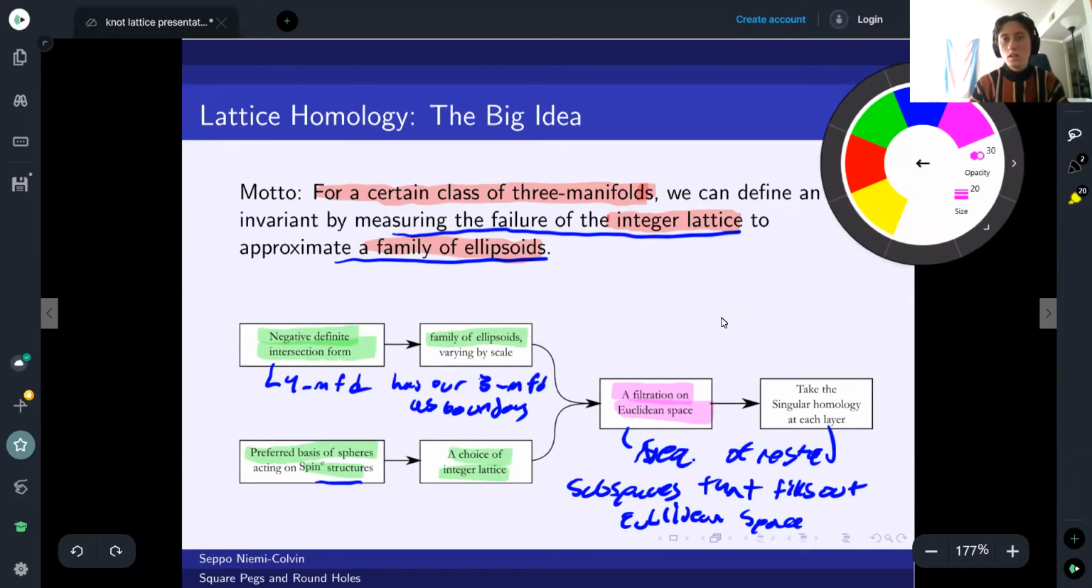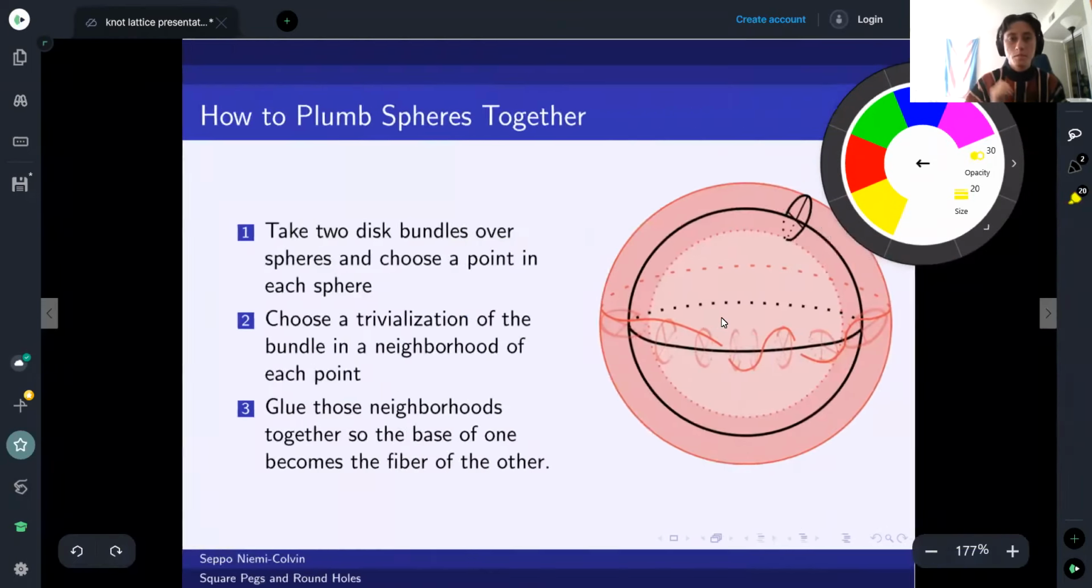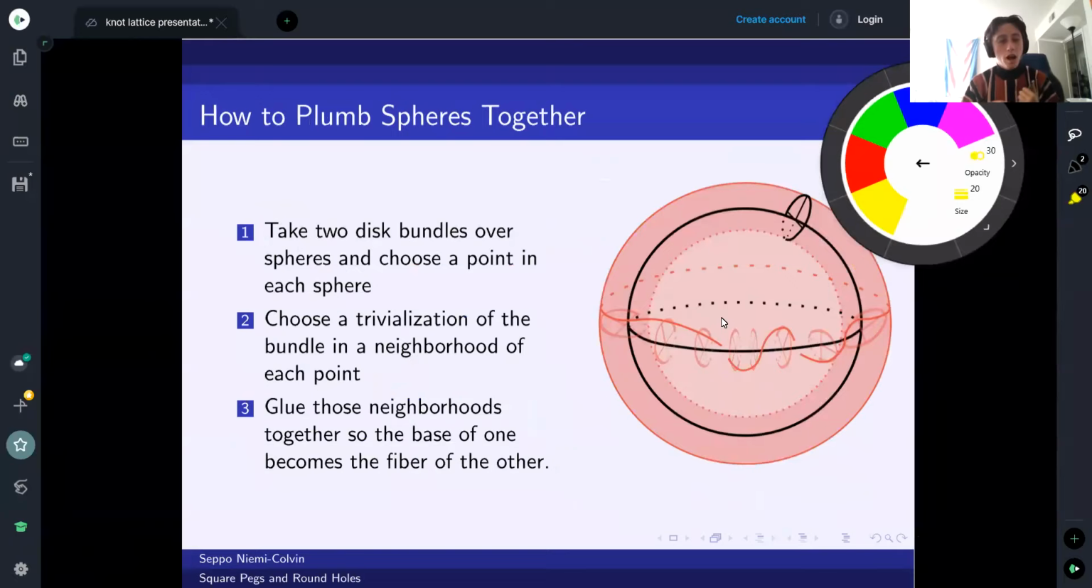And then we will take the singular homology at each layer and record the information about how these layers interacted from one including into the next. So, as I mentioned earlier, we'll have a four manifold in the background. Let's build some up. We already had our disk bundle over the sphere.